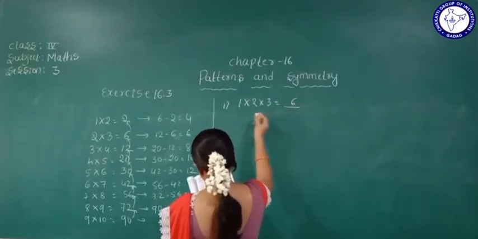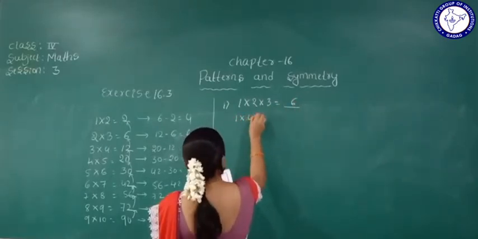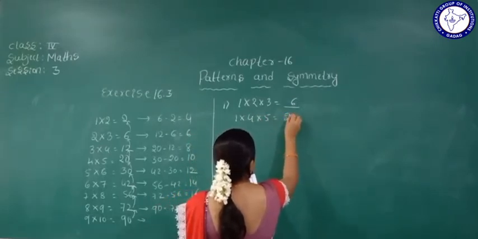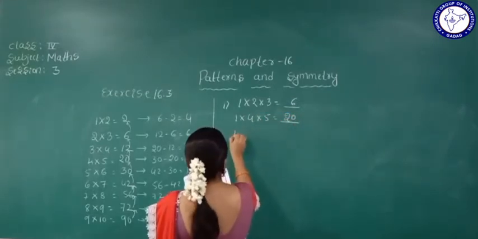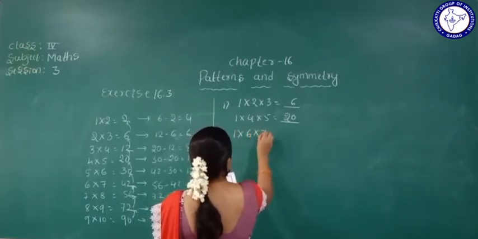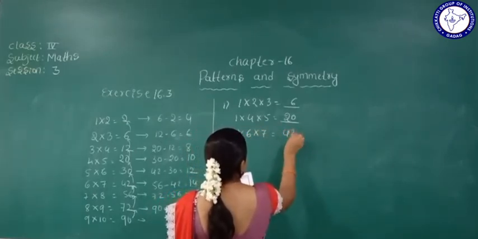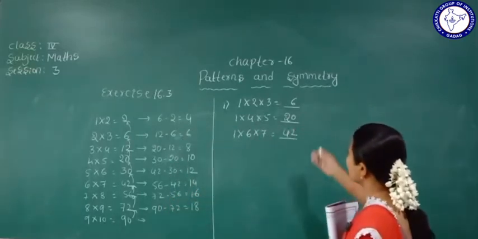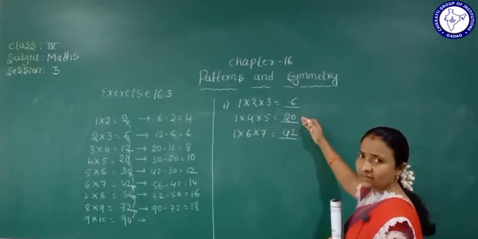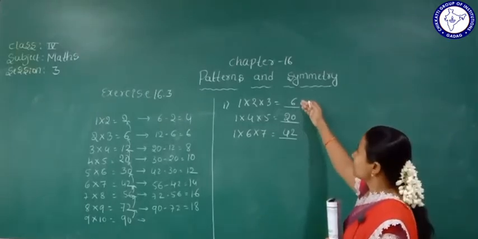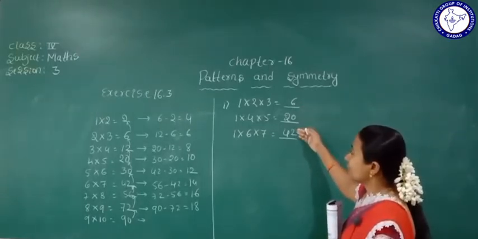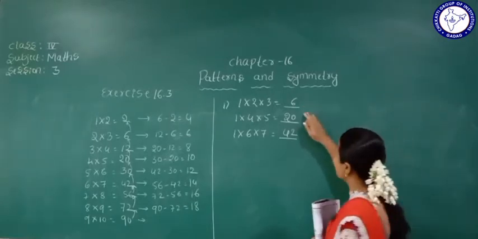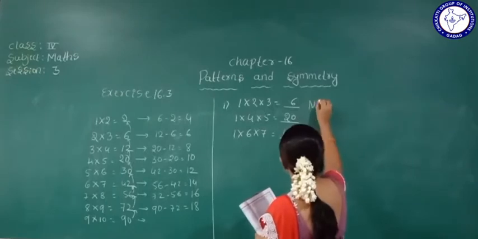Okay, so the answer. 1 into 4 into 5 is equal to how much? 4 fives are 20. 1 into 6 into 7. So 6 sevens are 42. So we can find, see, does this form a pattern? So is a pattern arranged here? No. Here 6 is there, 20 is there, 42 is there. So it means we can't see any pattern in between. So we can write this as no.